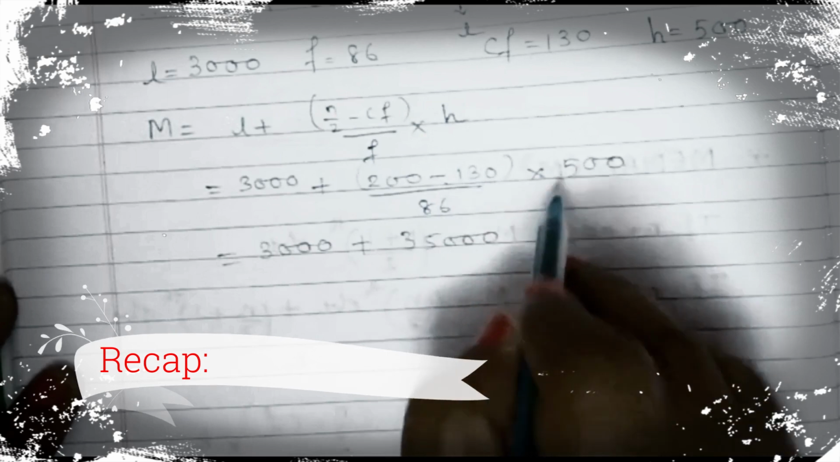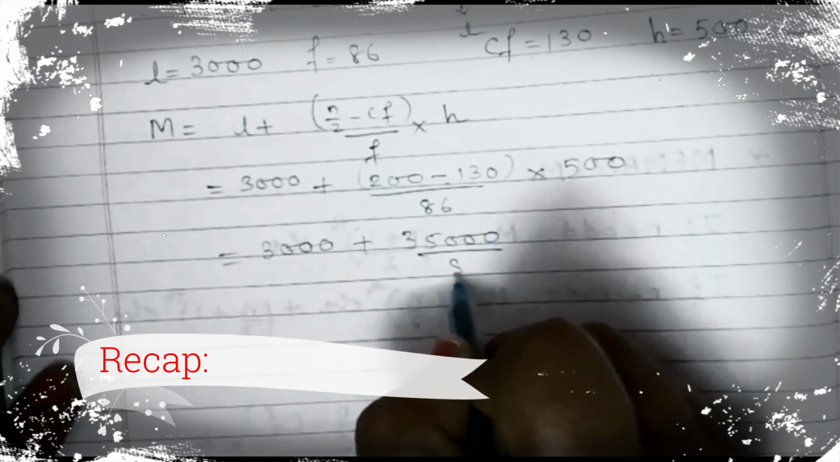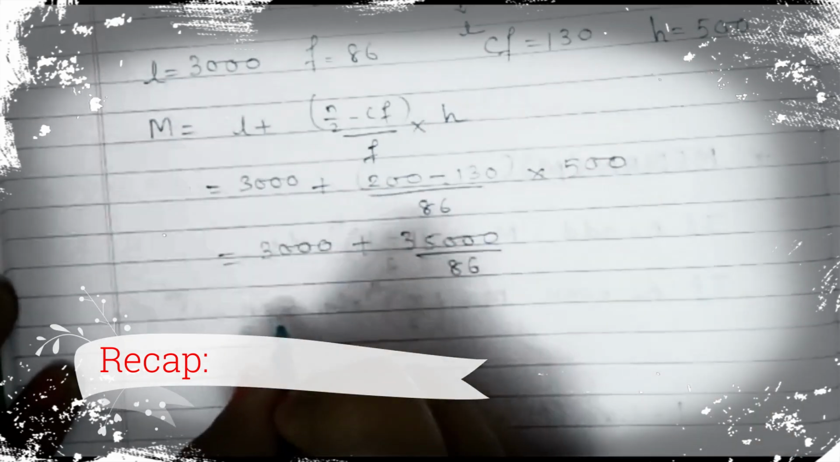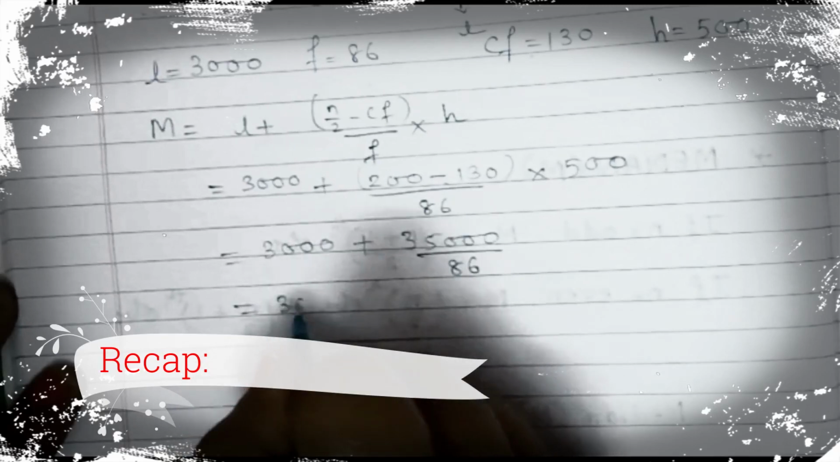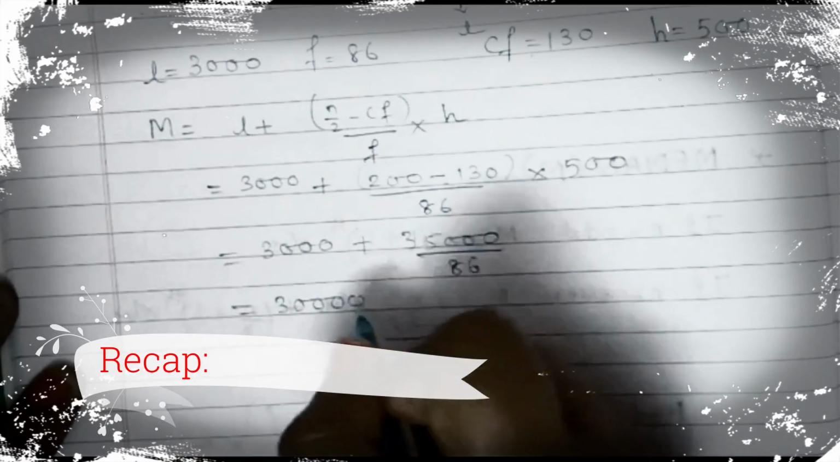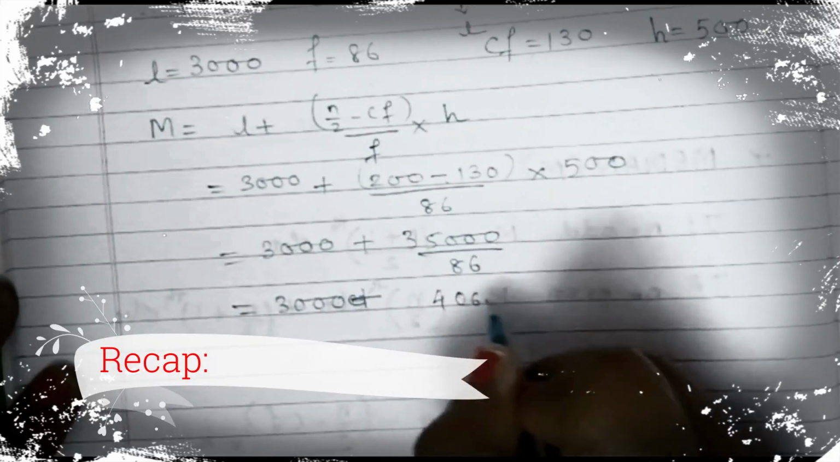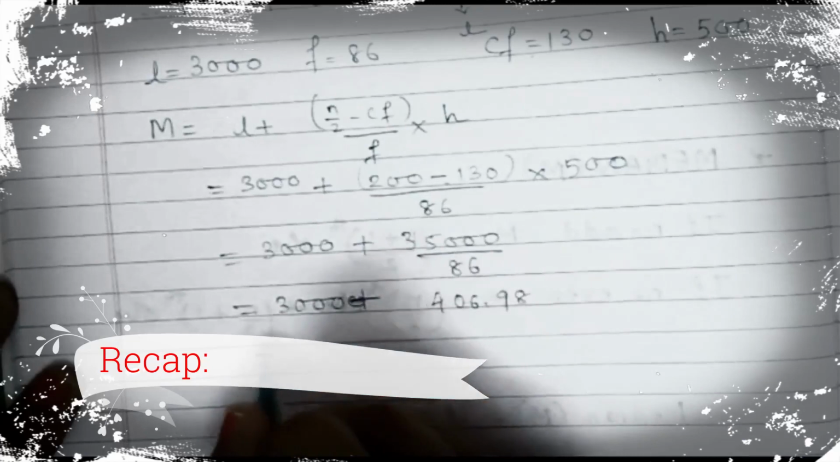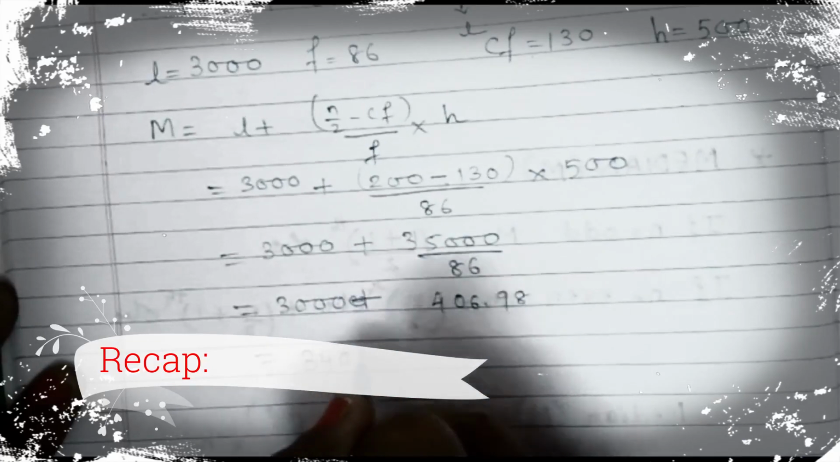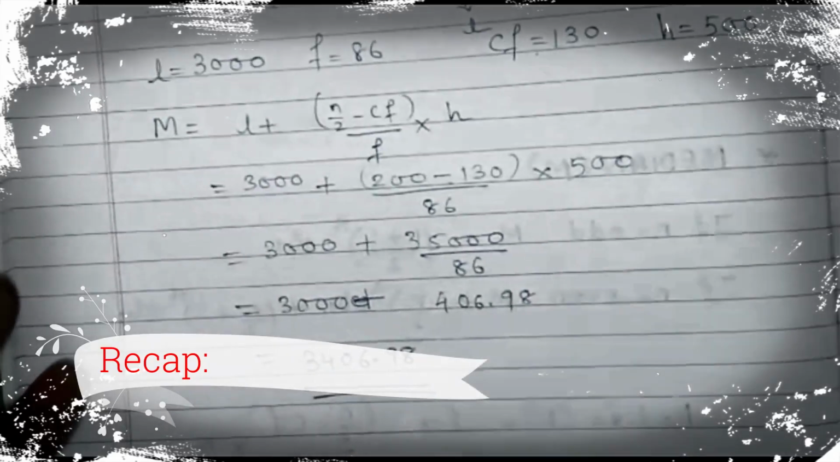I have already multiplied, divided by 86 will be 3000 plus 406.98, which is 3406.98. That is the value of the median, right?